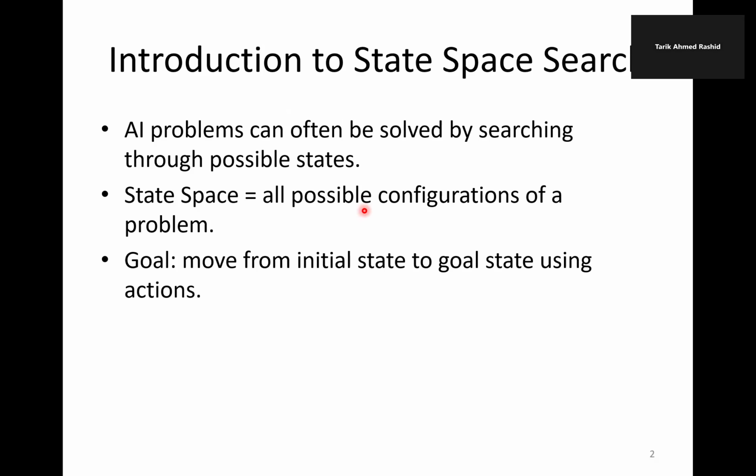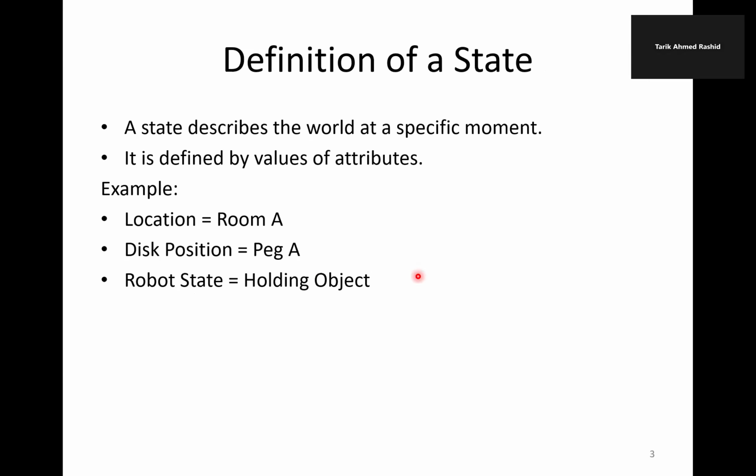First of all, any problem in the artificial intelligence domain can be solved by searching, and the searching can take place through states, and moving from one state to another state should be done through an action or a series of actions. Then we try to arrive at the goal, starting from the initial state to the goal state through these actions. An example of this could be location to room A, or disposition, or holding an object or moving an object.